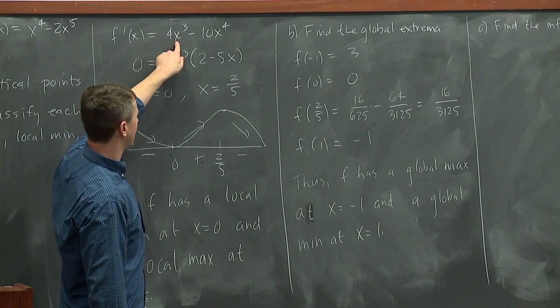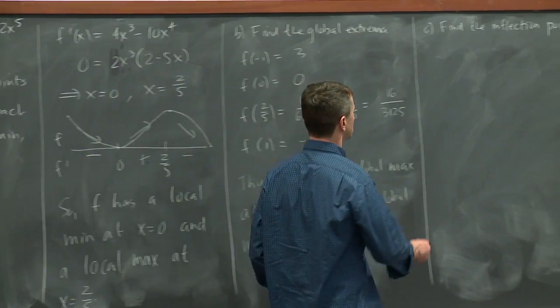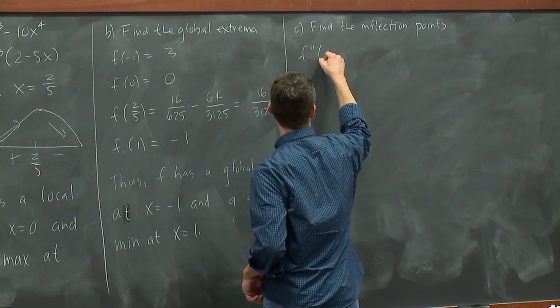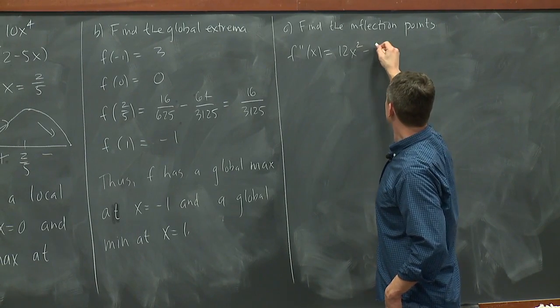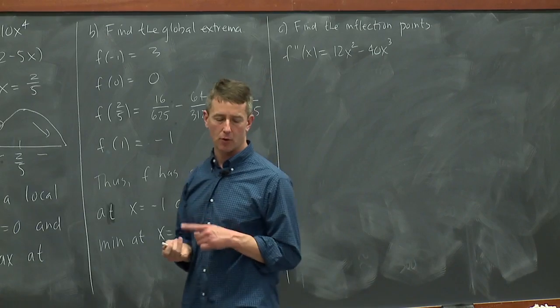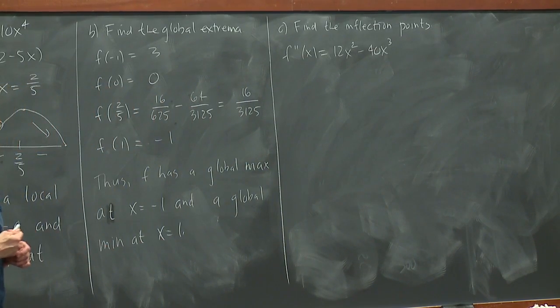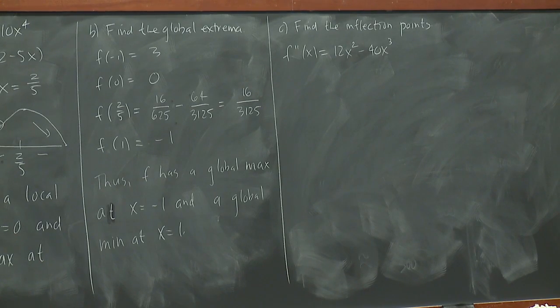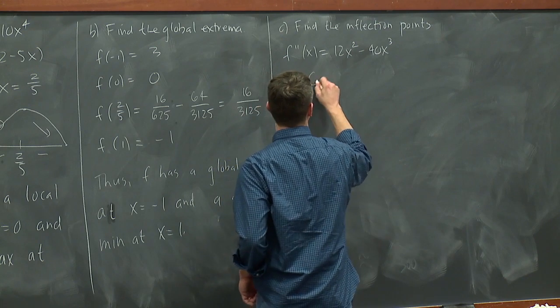So we'll just take the derivative of 4x cubed. That'll be 12x squared minus 40x cubed. And again, we should check to see if this is either what or what? 0 or undefined. Can this ever be undefined? No, it's just a nice polynomial. Can't be undefined. We set it to 0.